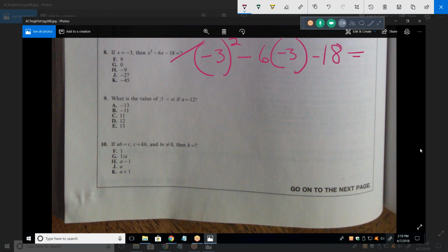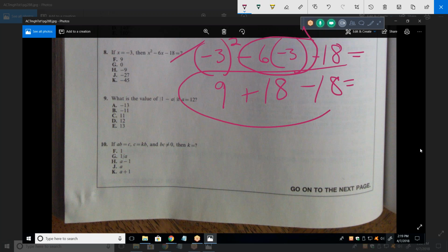So what's negative 3 squared? 9. What's that? 18. Plus or minus? Plus. What's the answer? 0. What's the answer to that? Oh, wait, I'm sorry. 9.